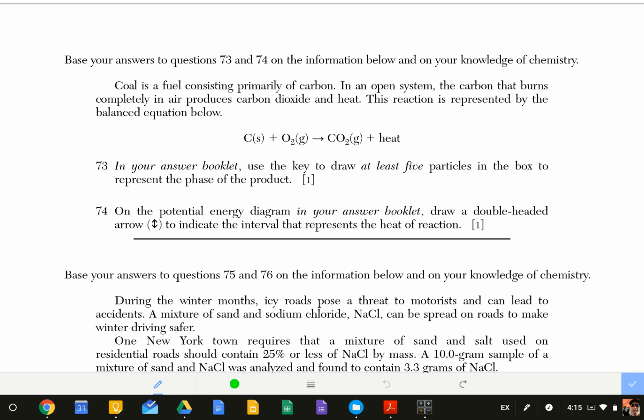Okay, so reading for 73 and 74. Coal is a fuel consisting primarily of carbon. In an open system, meaning not sealed, closed, the carbon that burns completely in air produces carbon dioxide and heat. This reaction is represented by the balanced chemical equation below. So we have solid carbon, elemental, plus elemental O2 oxygen gas, yields carbon dioxide gas and some heat energy.